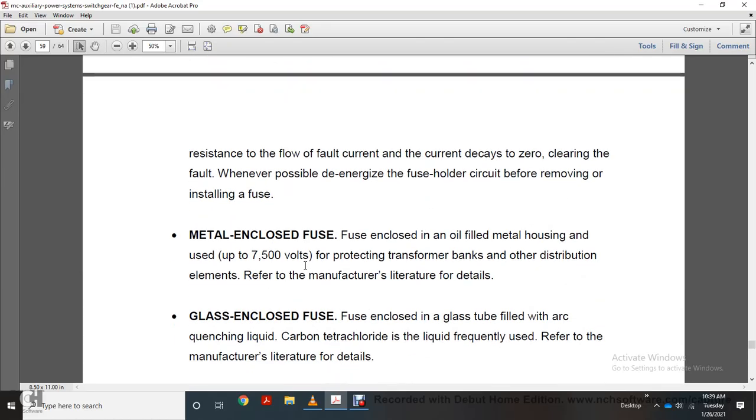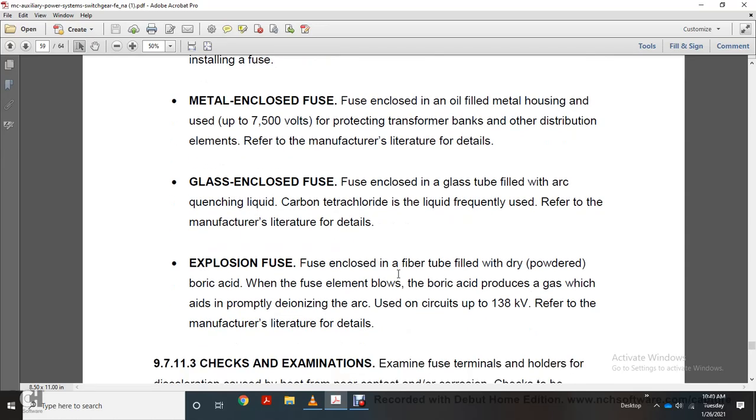Metal enclosed fuse. Fuse enclosed with an oil-filled metal housing, used at 75 up to 7,500 volts, protecting transformer banks and other distribution elements. Refer to manufacturer literature for detail. Glass enclosed fuse. Fuse enclosed with a glass tube filled with arc quenching liquid, with carbon tetrachloride frequently used. Refer to the manufacturer literature for details.